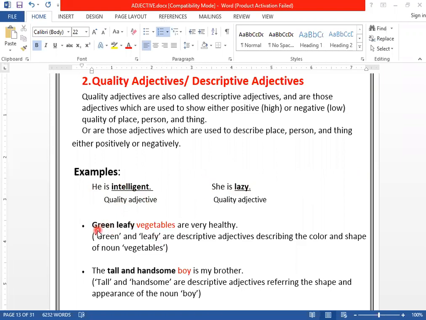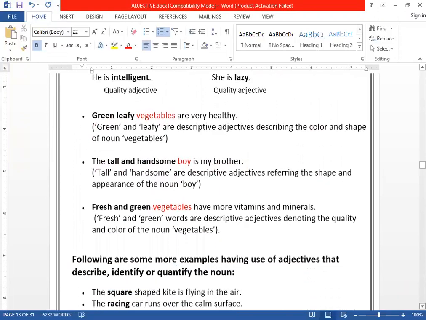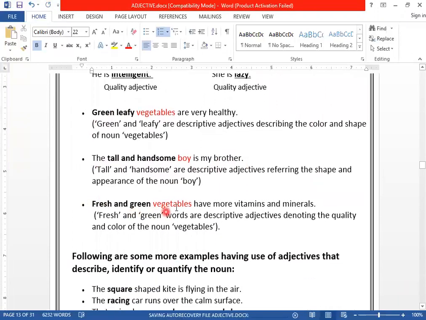Now let's take more examples here. Green leafy vegetables are very healthy. Now vegetables are a noun. Green and leafy here, both of them we call descriptive adjectives. The tall and handsome boy is my brother. What is boy? Boy is a noun. Tall and handsome is what? It's an adjective. Which type of adjective? This is called descriptive adjective. Here we have another example, fresh and green vegetables. Vegetables are a noun. Fresh and green are descriptive adjectives.